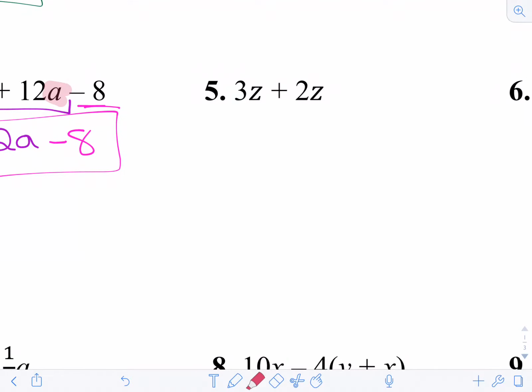All right, number 5. Okay, I'm going to go ahead and highlight my variables that I see in my expression. So 3z, so there, plus 2z, so there's my other variable. How can I reduce this?